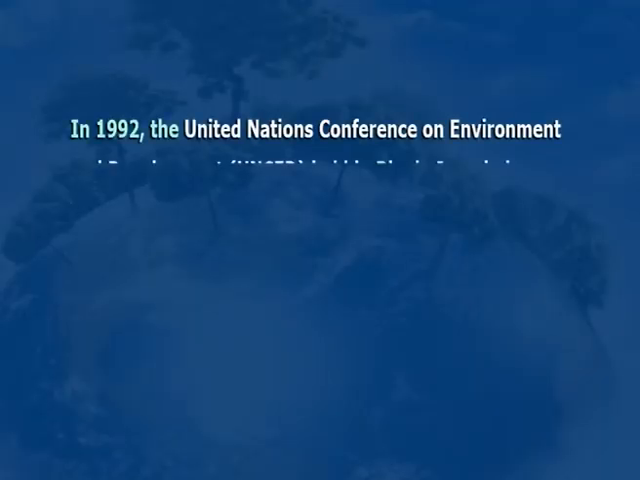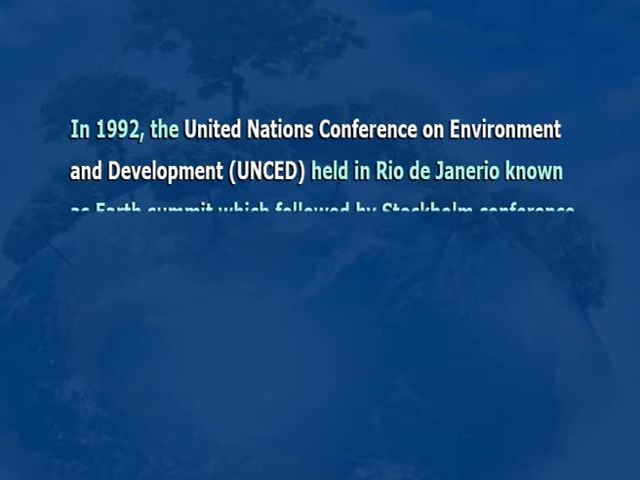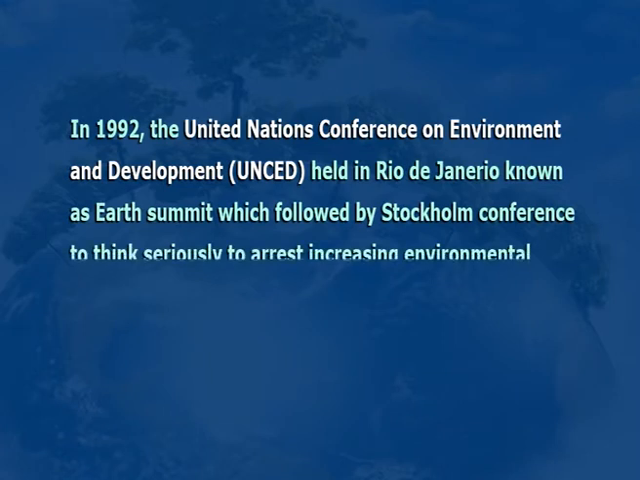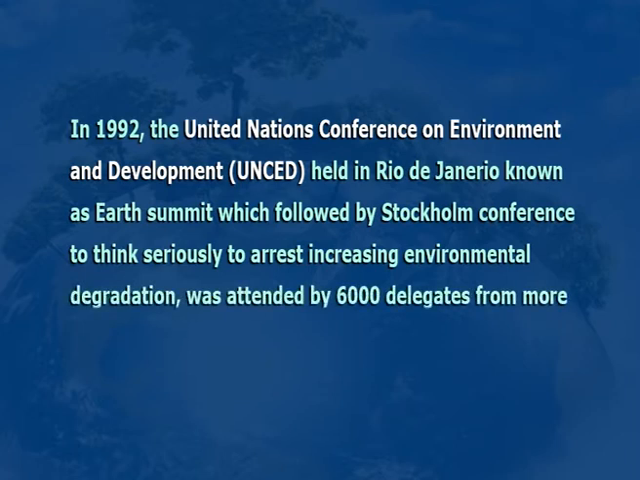In 1992, the United Nations Conference on Environment and Development, popularly known as UNCED, was held in Rio de Janeiro, known as the Earth Summit, which followed the Stockholm Conference to think seriously to arrest increasing environmental degradation. It was attended by 6,000 delegates from more than 170 countries.